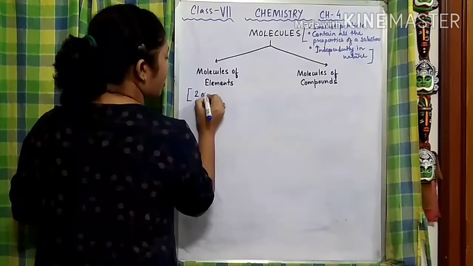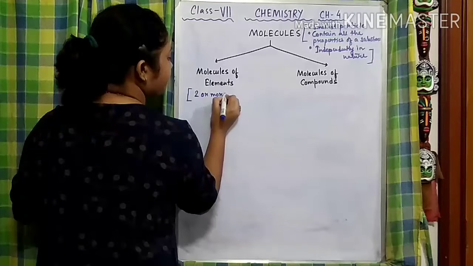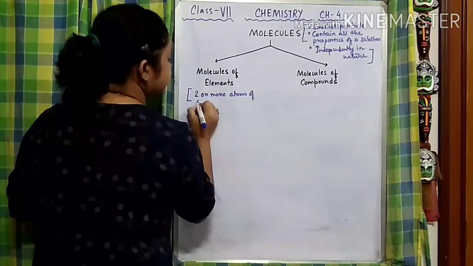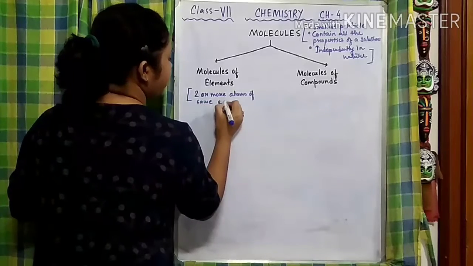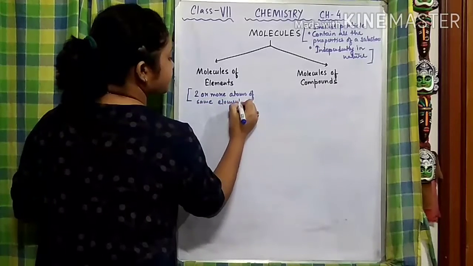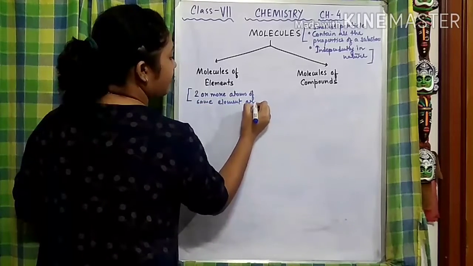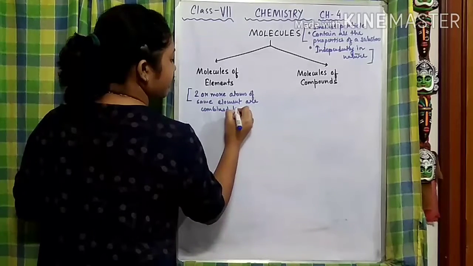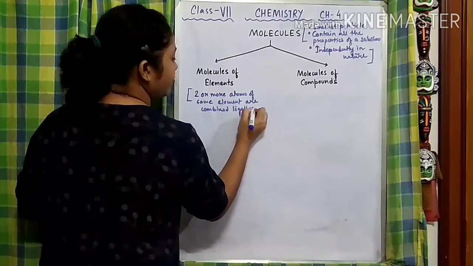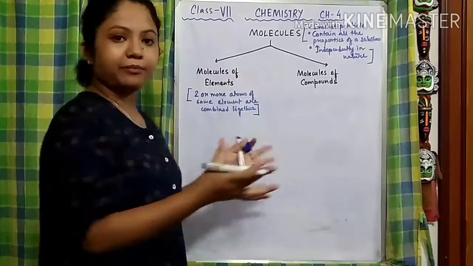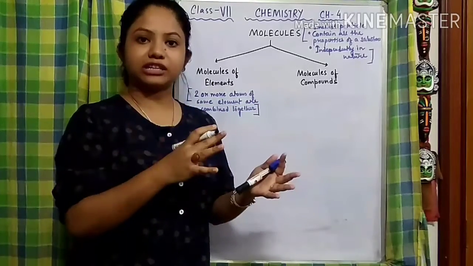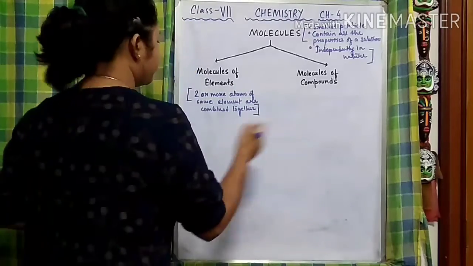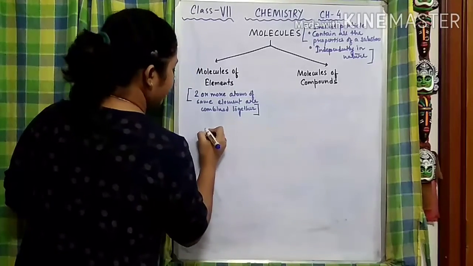When two or more atoms of the same element are combined together. Okay, so when two or more atoms of the same element are combined together, how can we take an example? Let's say oxygen.